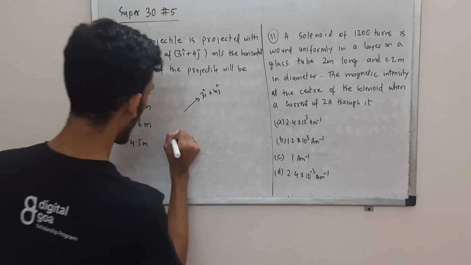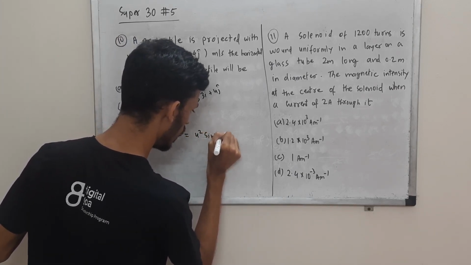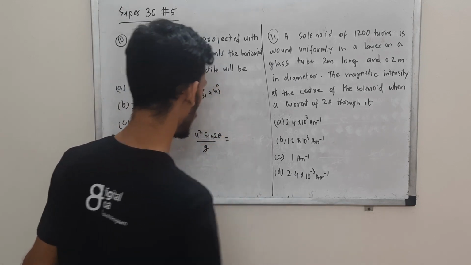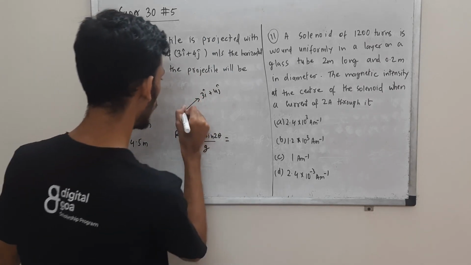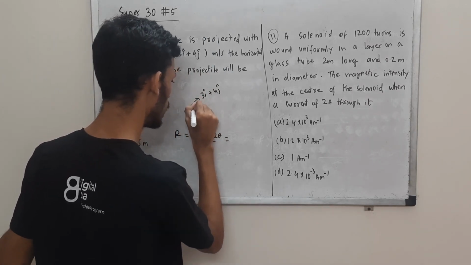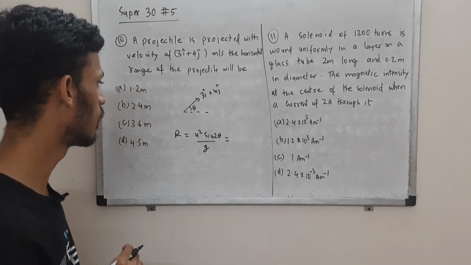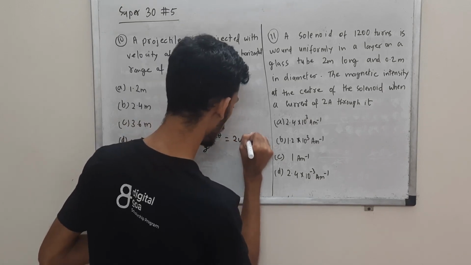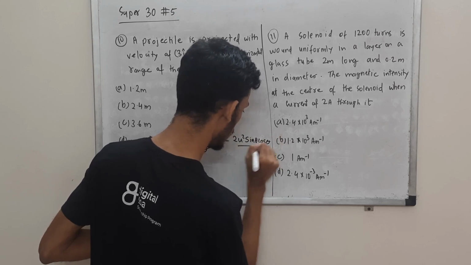I know the formula for range is u square sine 2 theta by g, and sine 2 theta is 2 sine theta cos theta. I am writing it in that form because from this vector I can find sine theta and cos theta. So I'll write it in the form 2u square sine theta cos theta by g.